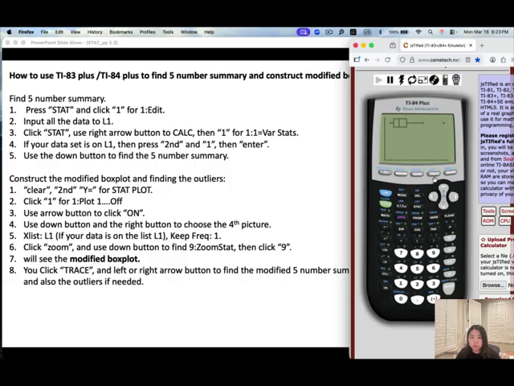And then you can click on trace. The trace is on the top here. So you're going to see the first one, the minimum is 41. Use the arrow button, go to the right. 45 will be Q1, Q2 51, Q3 59, maximum will be 77. And then this one will be your outlier, 100.